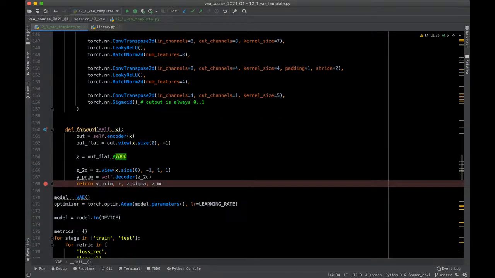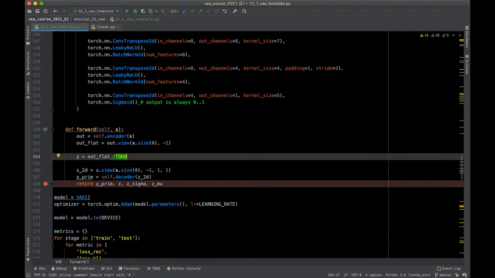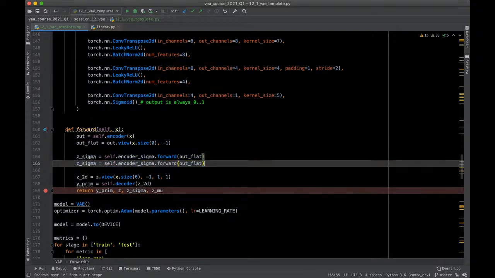And here, let's start then working on the middle part. So the middle part is quite fun as well. So we have out flat here. So we need z sigma. That is self-encoder sigma forward pass out flat. And then we need z mu. But I definitely advise to have over sigma torch.